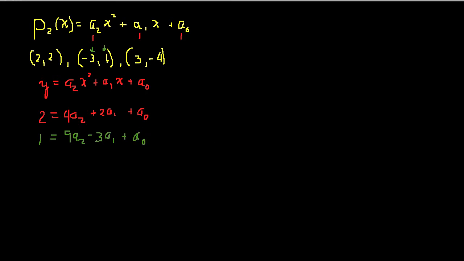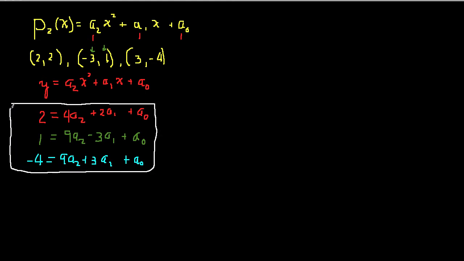And then I'll write the equation in blue for the third point, where x is equal to 3 and y is negative 4. So I'll write that as negative 4 equal to 3 squared, again, is 9, so I get 9a2. Now x is plus 3, so this becomes plus 3a1 plus a0. So I have these 3 equations, and I have 3 unknowns. The unknowns are a2, a1, and a0. So I want to solve those equations for a2, a1, and a0.